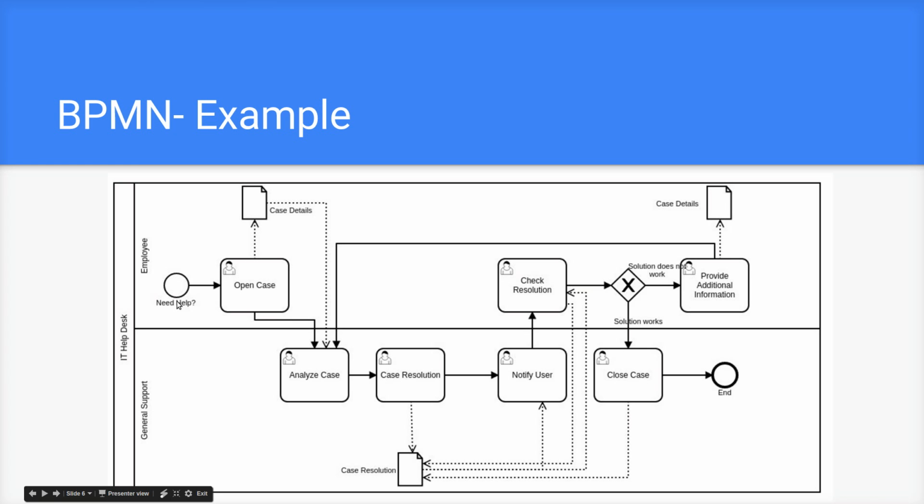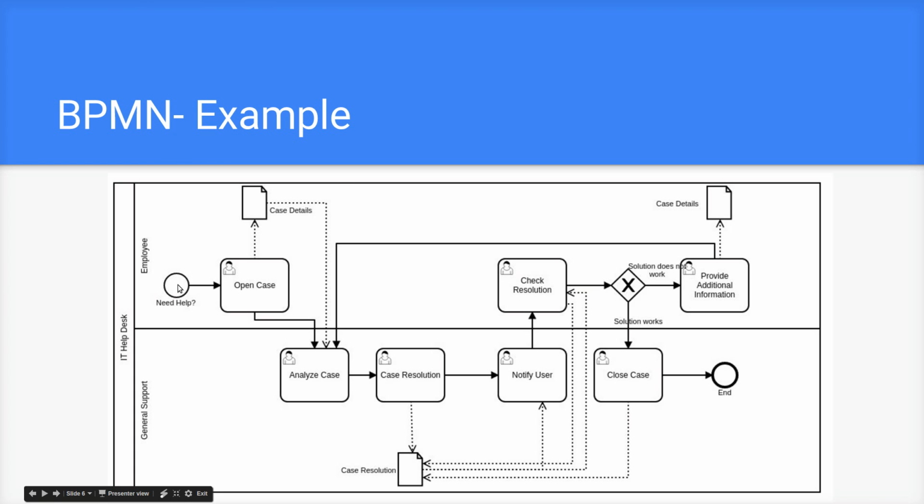So what does it mean? This is the start event. It starts when the employee needs help. Since this is an IT help desk, it represents what will happen if an employee of an organization faces some IT related issues and how it is solved by the general support. If you are working, I'm sure you would have had interactions with the general support, your IT administration, if you had some problems. And if you see here, this simply and easily represents how it can be represented using BPMN.